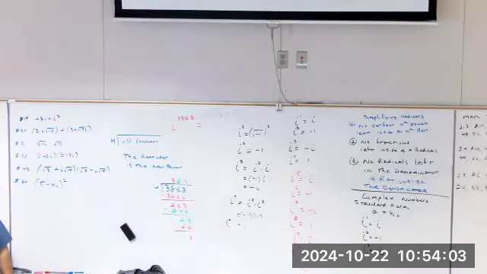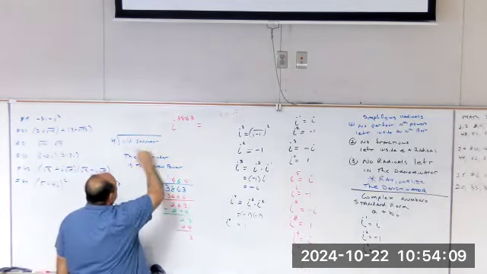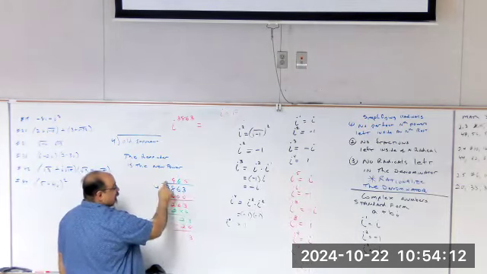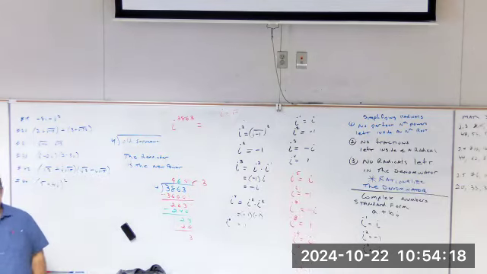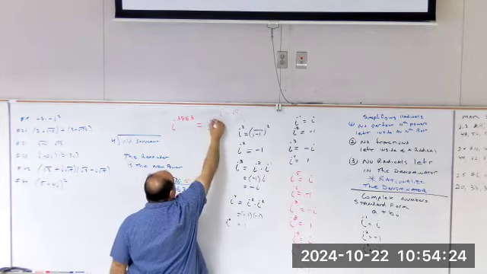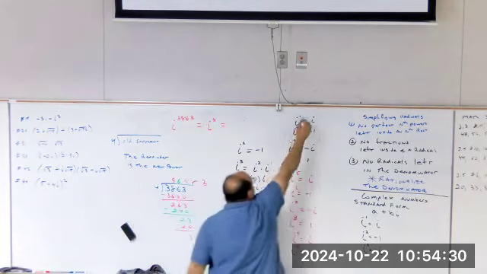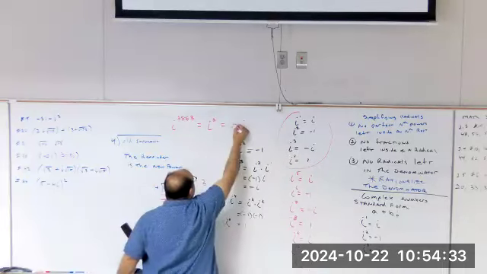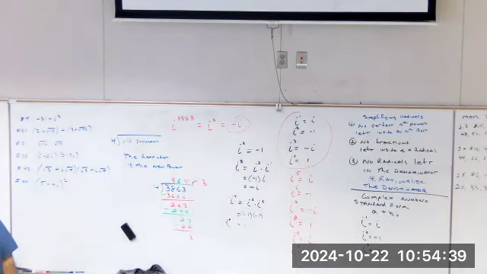4 can't go into 3. Back in the good old days, that was called the remainder. So 4 goes into 3,863 965 times with the remainder of 3. The remainder is the new power. This i to the 3,863 is equal to i to the third. And i to the third is negative i. That's the final answer. Divide by 4. The remainder is your new power.